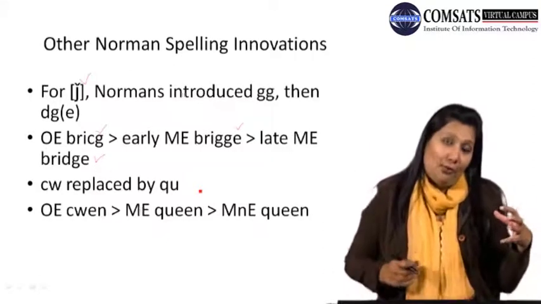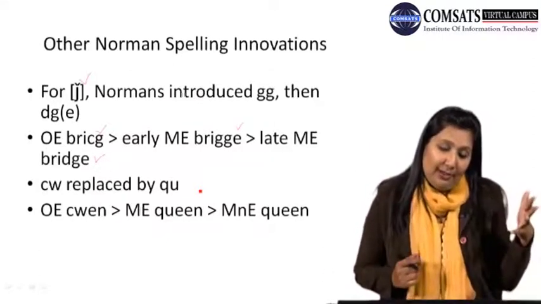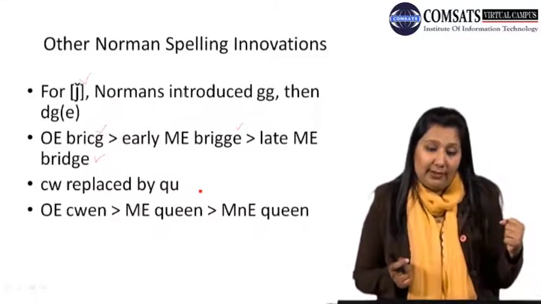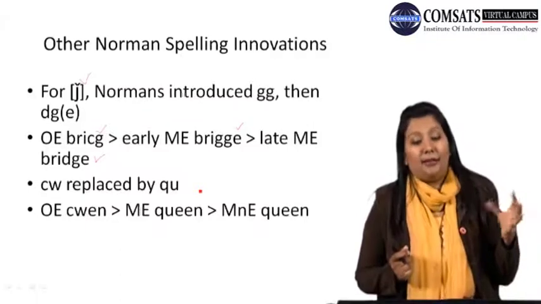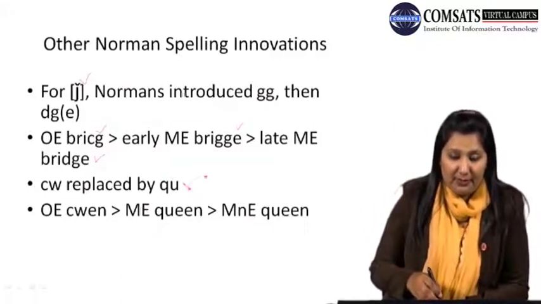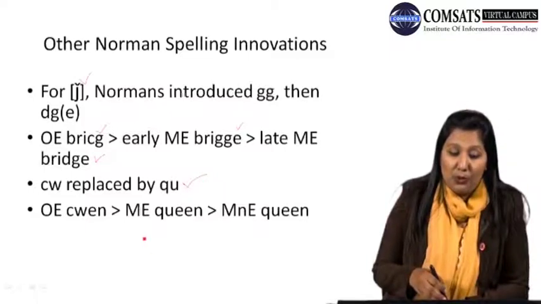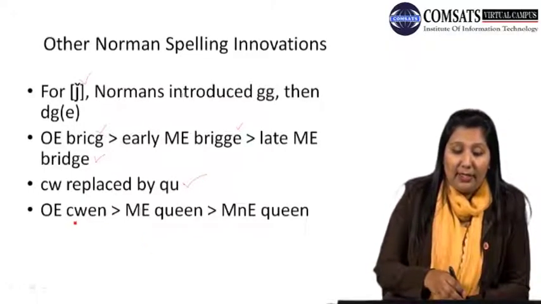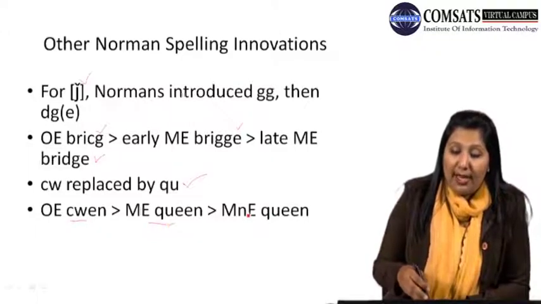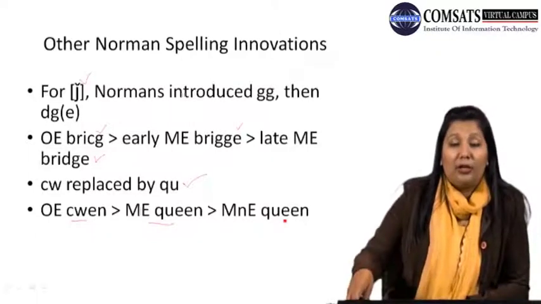Look at the oldest form of bridge. Perhaps you can never realize and understand this. This is brycg, and bridge. Okay, CW was replaced by Q. For example, in queen, cwen, it was firstly pronounced as cwen, in Middle English it became queen, and in Modern English it is again queen.